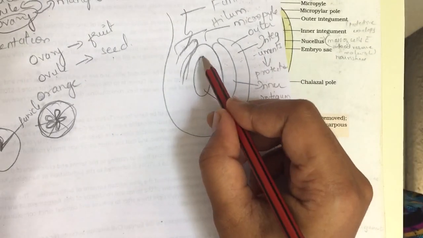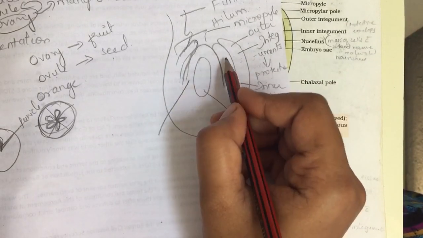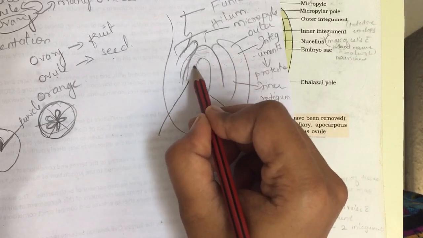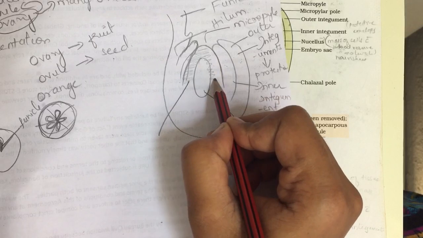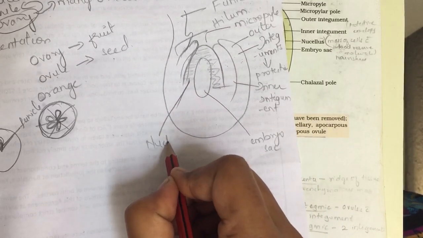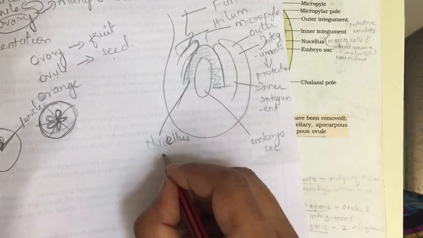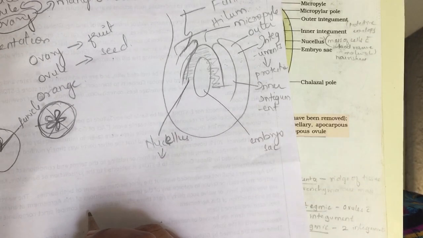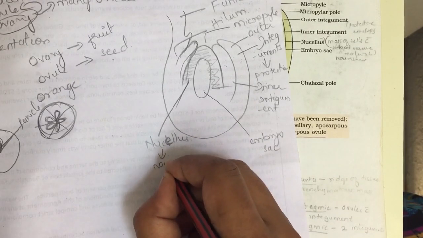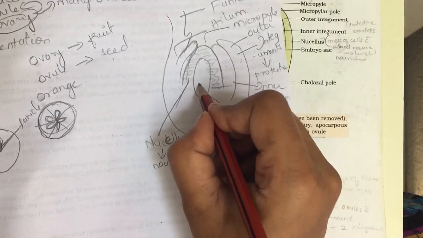Now this embryo sac is covered by the nucellus, the space which you can find between the outer and inner integument. This part which I am shading here, we call the nucellus. So what is this nucellus? It is a mass of cells with food reserve material, which means it is providing nourishment. For whom will it provide nourishment? For the growing embryo sac.